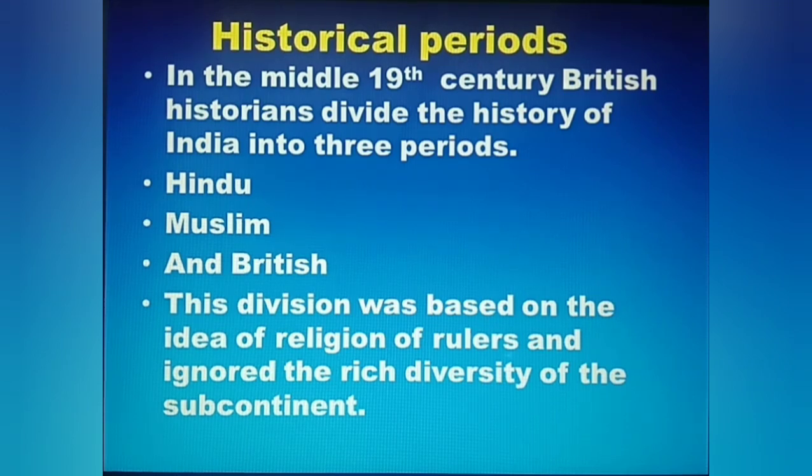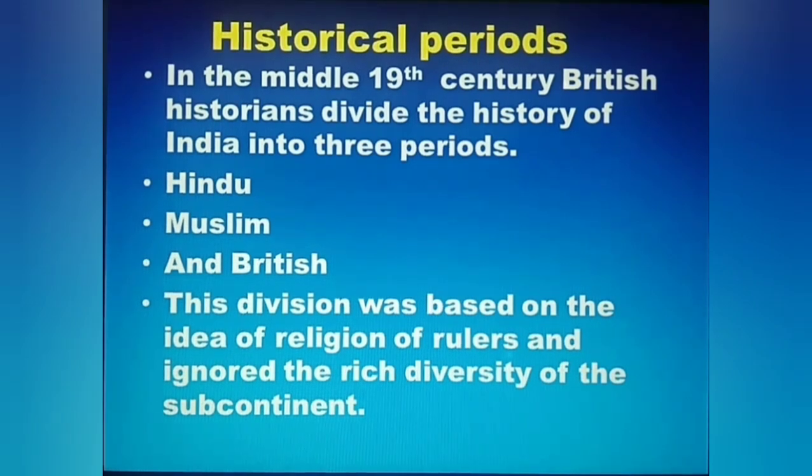In the middle of the 19th century, British historians divided the history of India into three periods: Hindu, Muslim and British or Christian. This division was based on the idea that the religion of the rulers was the only important historical change and that there were no other significant developments such as economy, society or culture. Such a division also ignored the rich diversity of the subcontinent. So such a division is not regarded as valid historical periods.